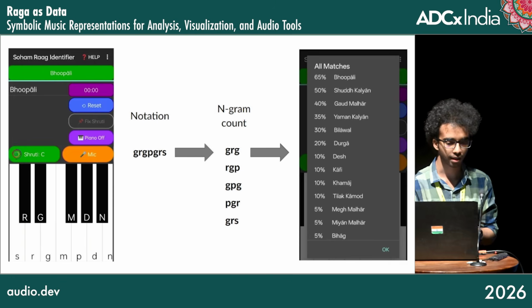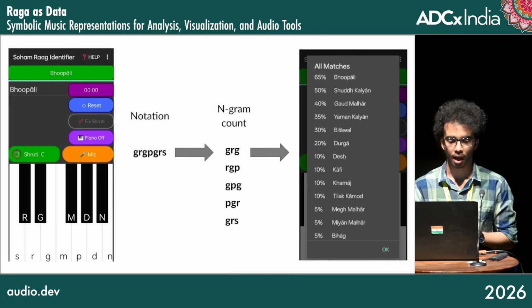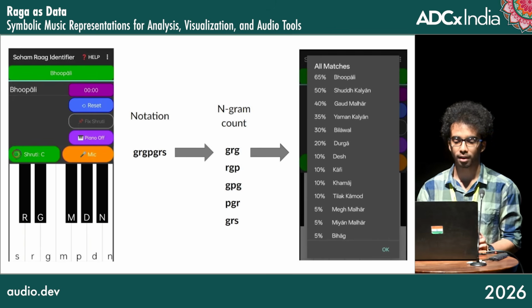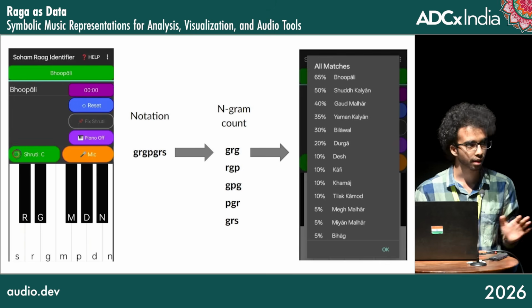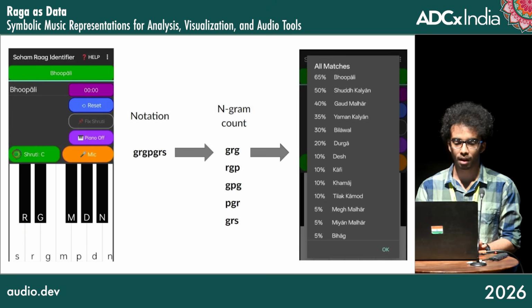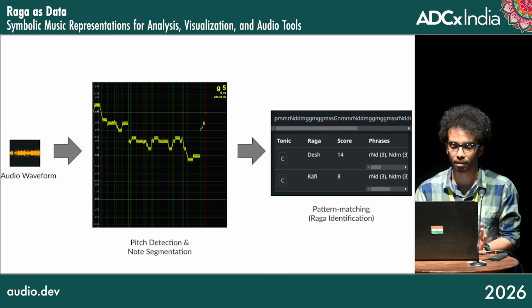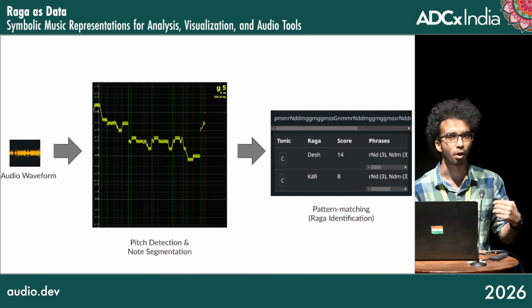It extracts n-grams from notation, which are just a sliding window, and matches against the database of different ragas. And the match with the highest count is the most probable raga. So this is a basic raga recognizer that I had made, and it works just through notation. Then we try the harder task of doing that through audio.